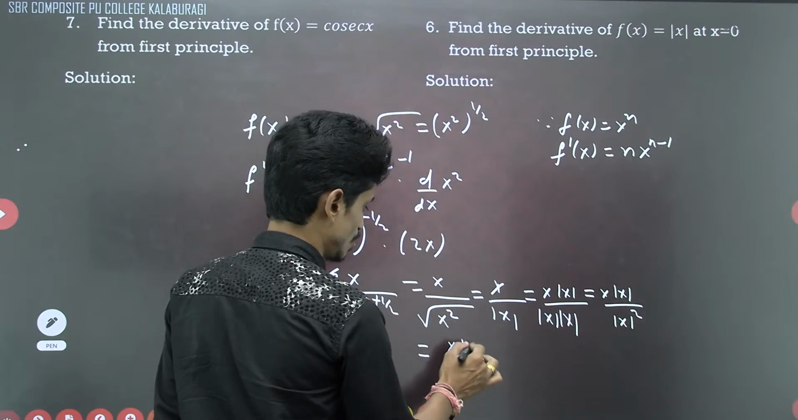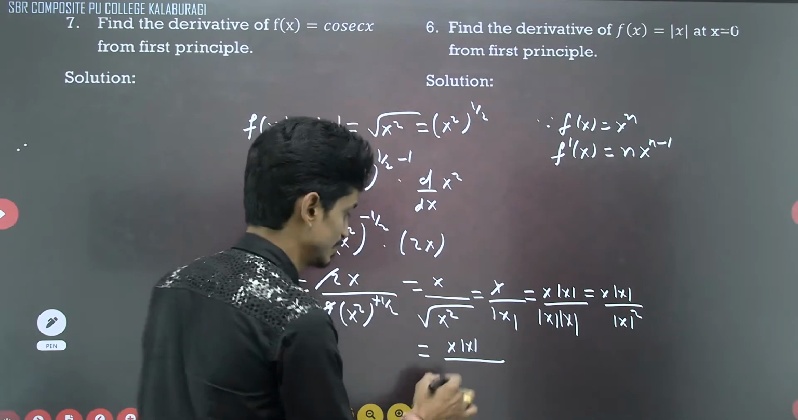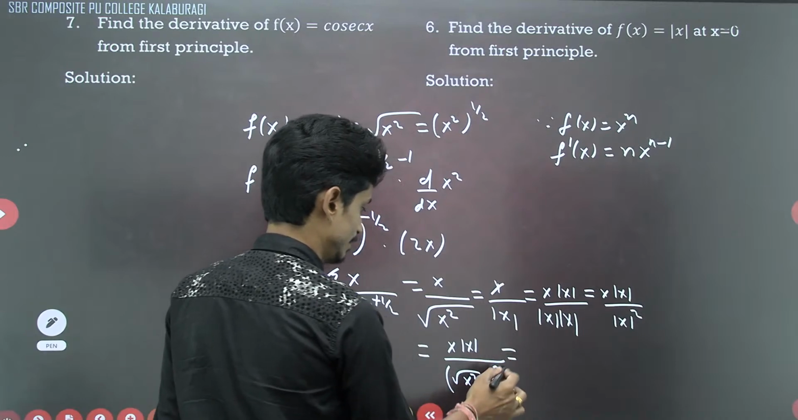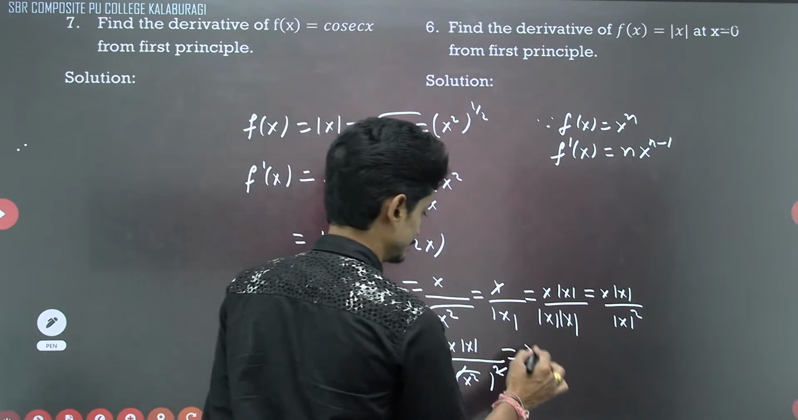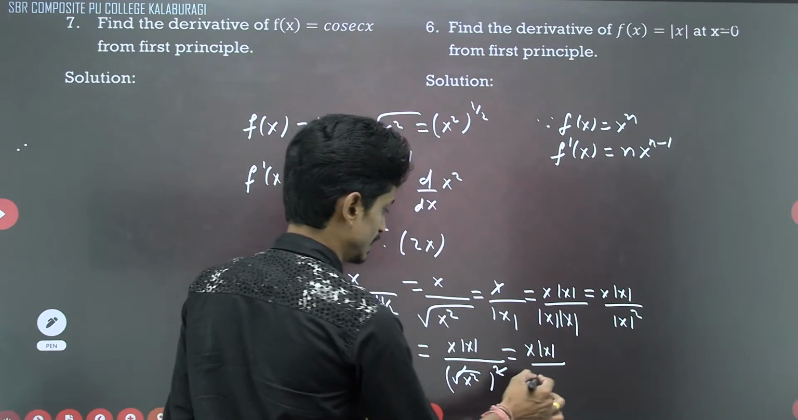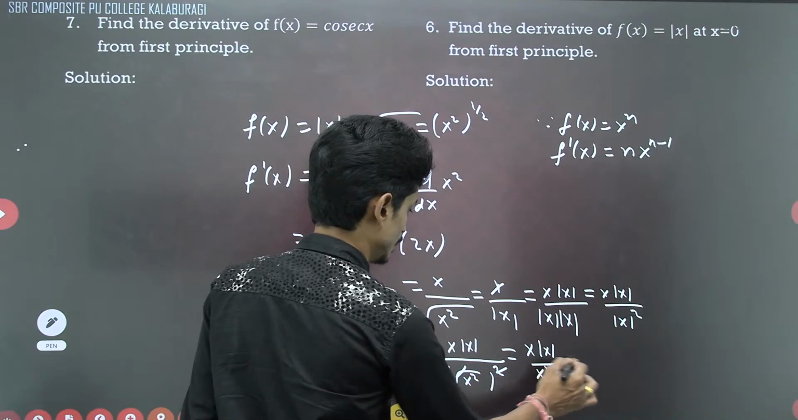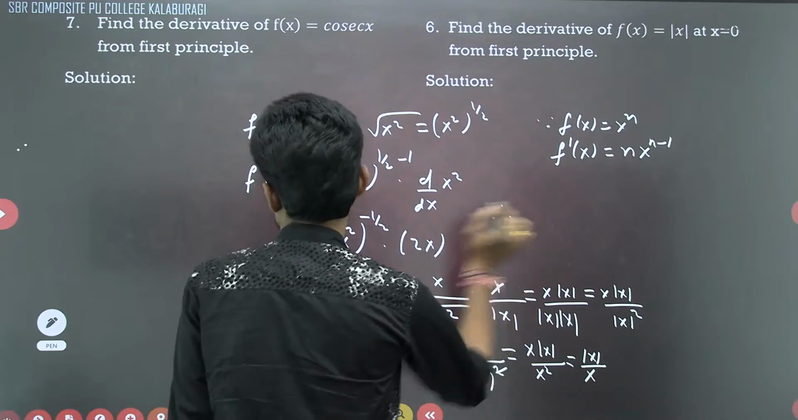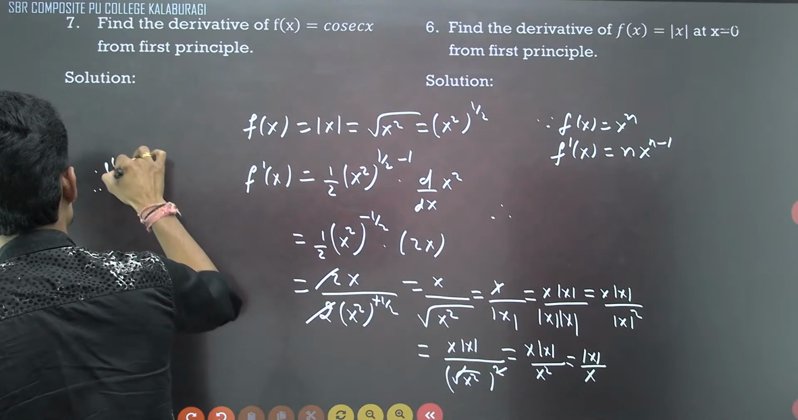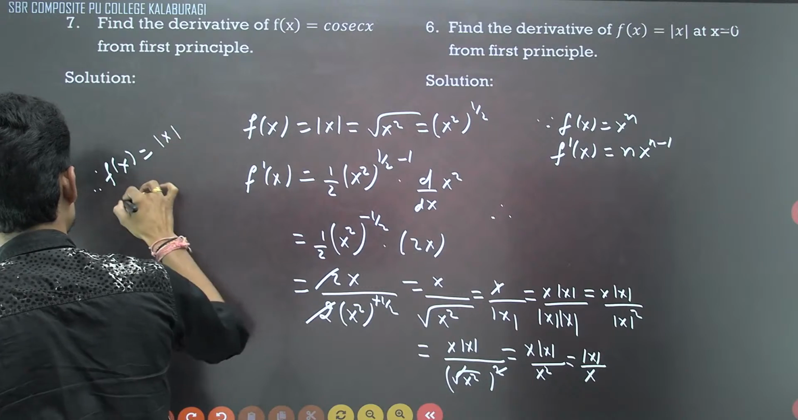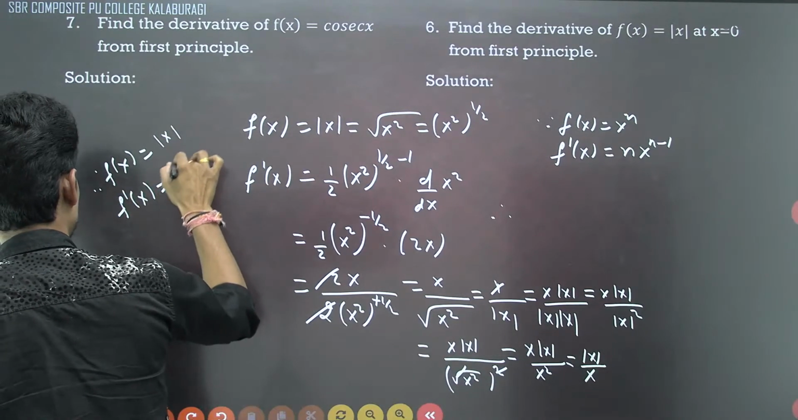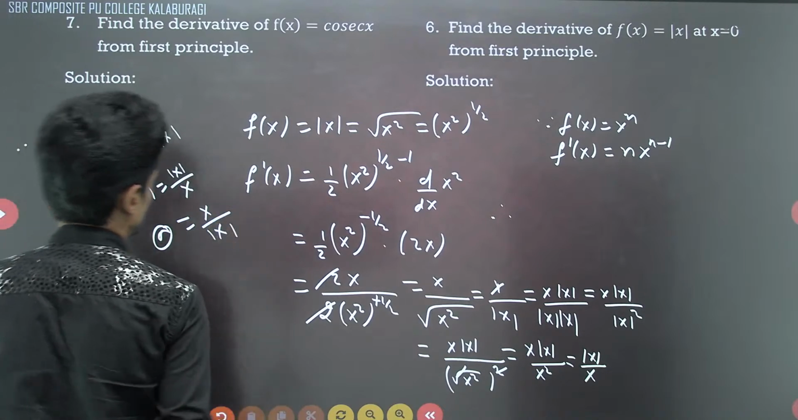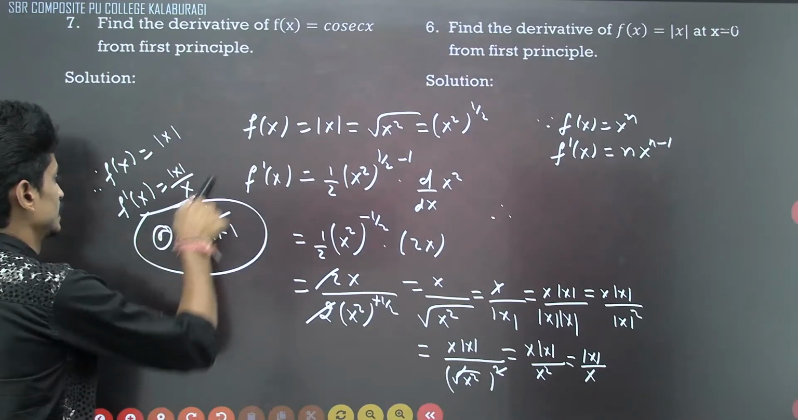Now x into mod x divided by modulus x whole square means what? Square we can keep as it is. Mod x means root of x square. The 2 and root will cancel. What remains? x into mod x divided by, this remains what? x square. One x also cancels. So mod x by x. Finally, I got the formula. I can write here the formula. f of x is equal to mod x means its derivative will be modulus x divided by x, or its derivative will be x by mod x.